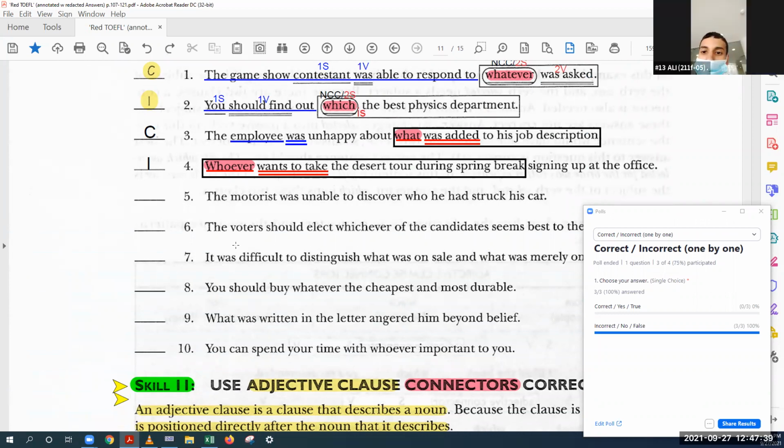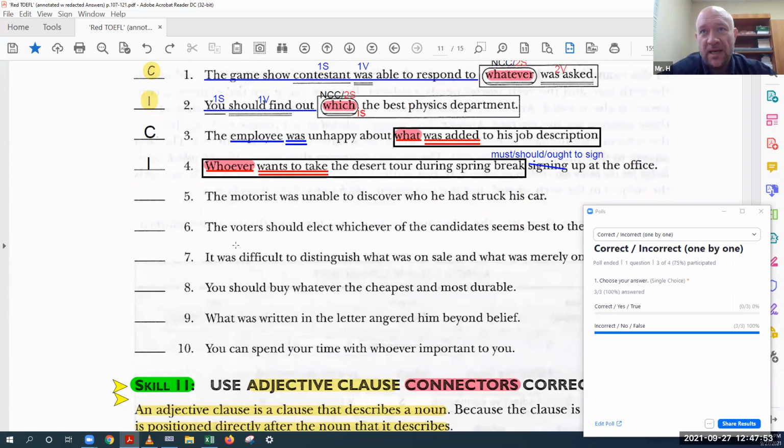Put a verb. That's right. But first, I can't use verb 4. Okay. Yes. Here are some possible answers: must sign, should sign, or ought to sign. Okay. All right. Let's do number 5.